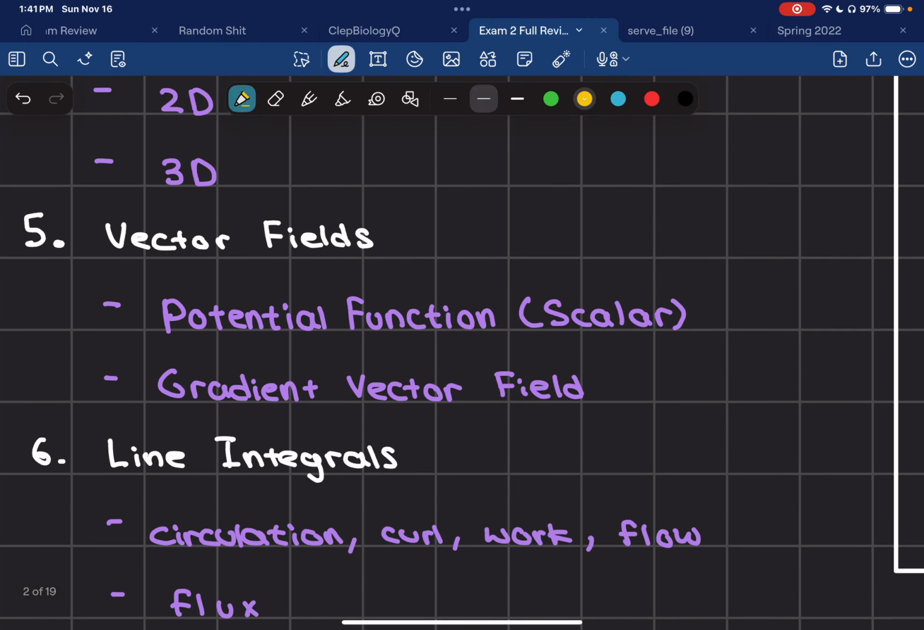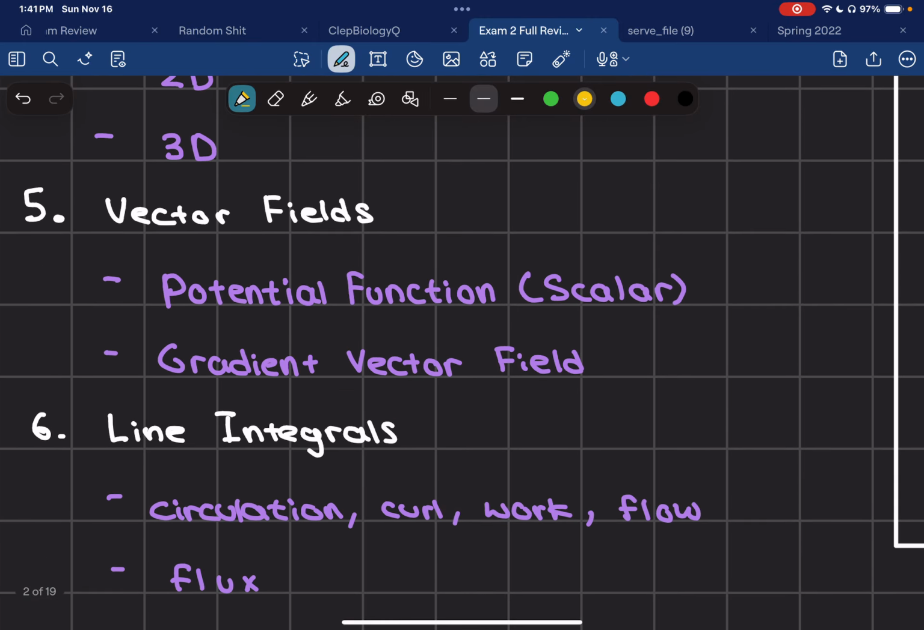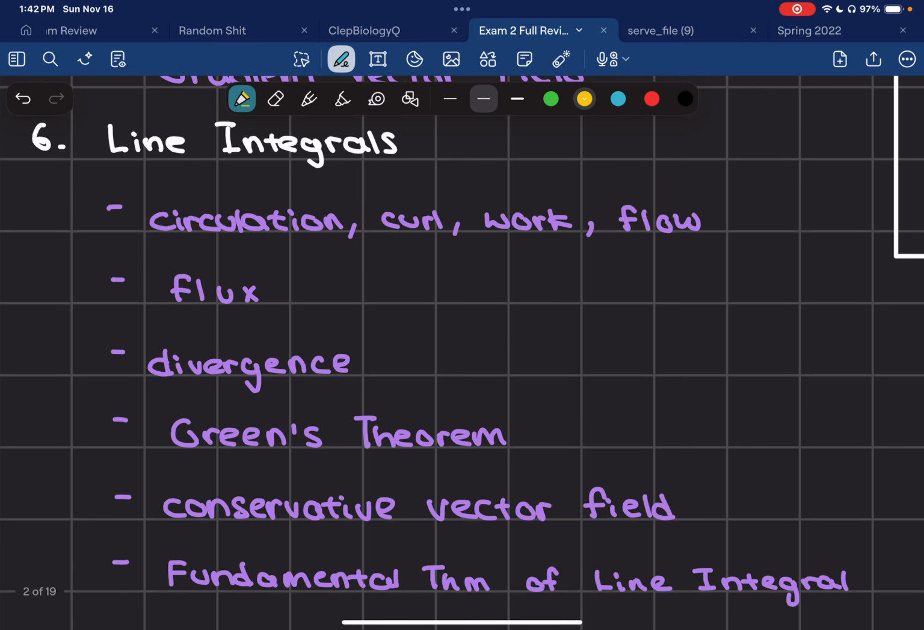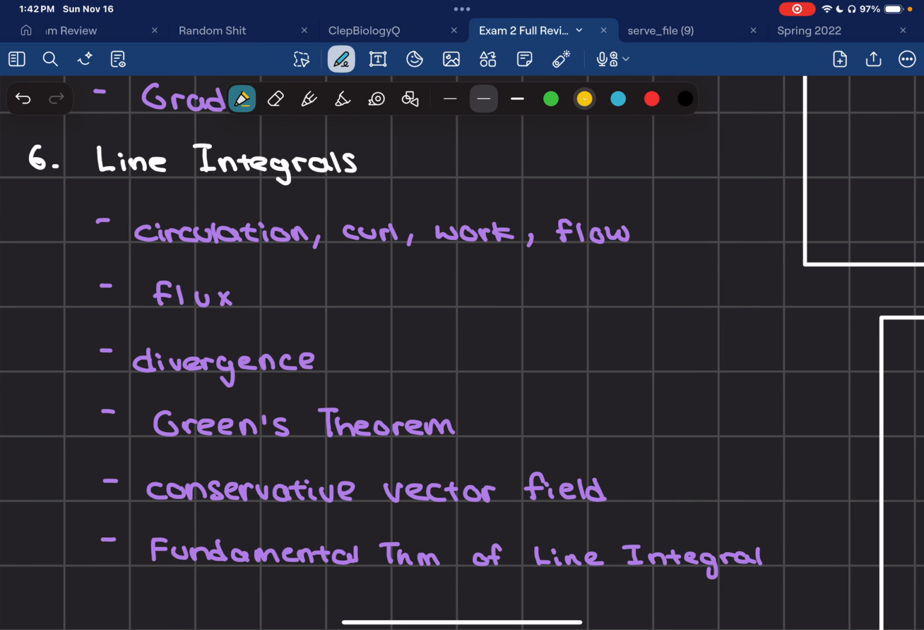Then we're going to do vector fields, potential functions, and scalar vectors, and the gradient vector field, as well as radial vector fields. And then the last one, which is the big topic, is line integrals of all flavors. Circulation, curl, work, flux, divergence, Green's theorem, the conservative vector fields, and the fundamental theorem of line integrals.